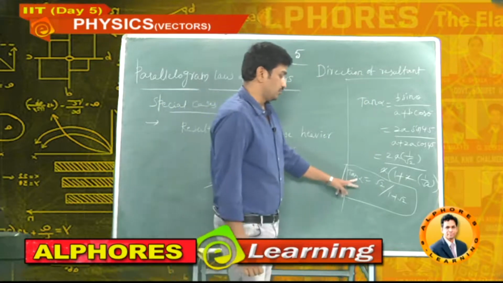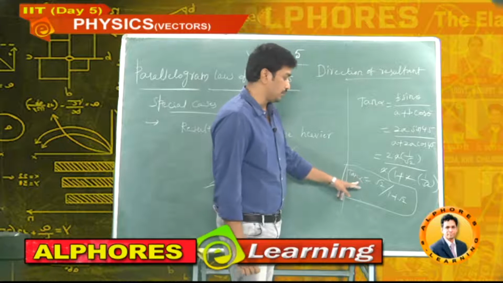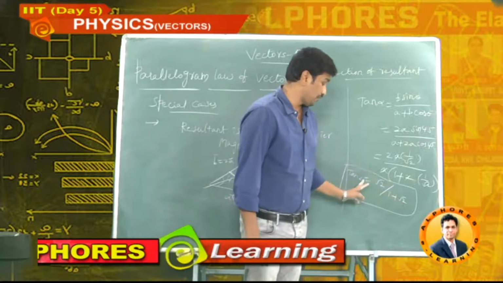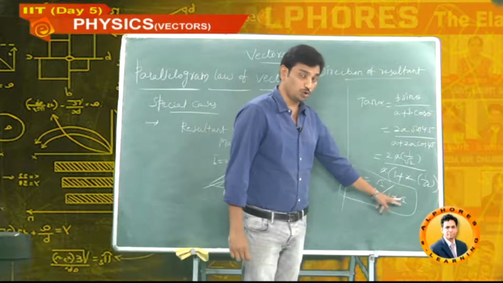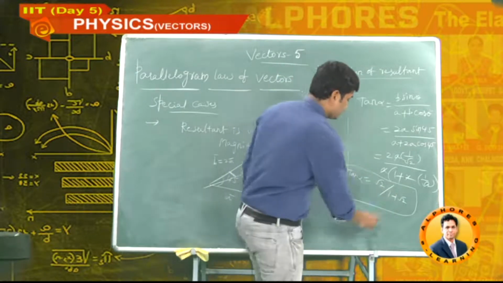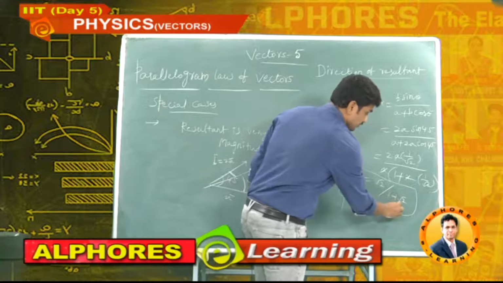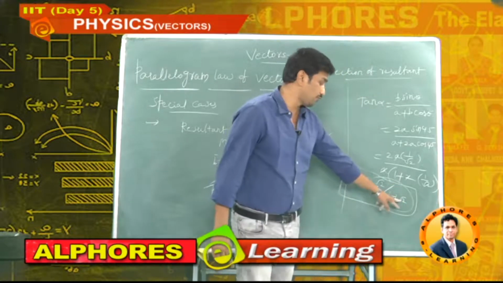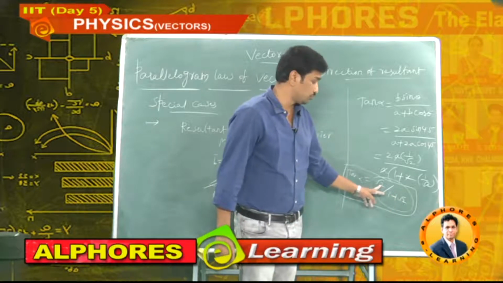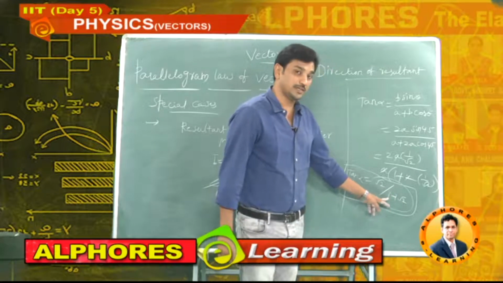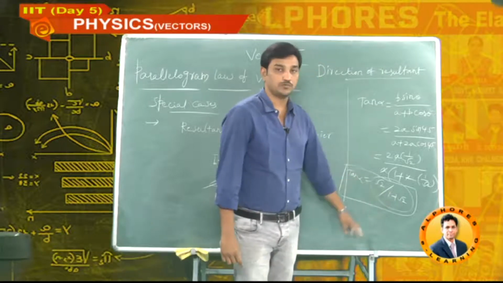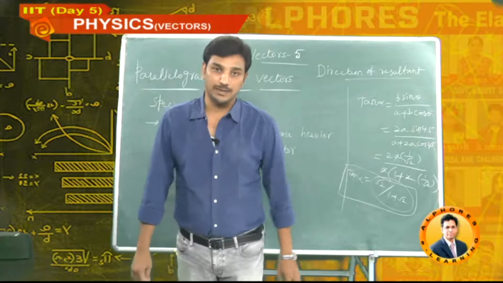Tan alpha value is root 2 by 1 plus root 2. See, this is 1.414. Taking the root value as 1.414 and 1.414, you should do it. Here the denominator is 2.414. By taking the ratio of 1.414, we should go through the logarithmic table.